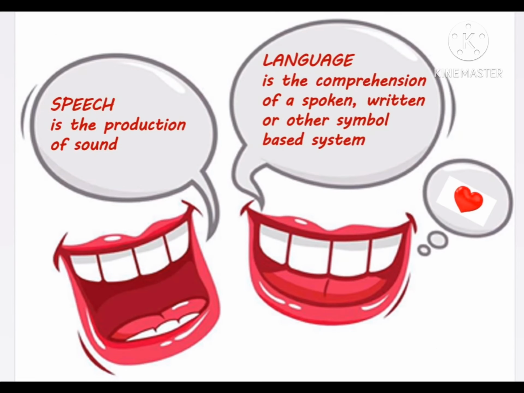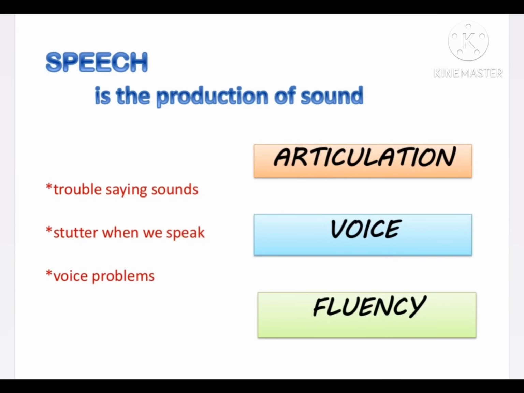Speech and language are different. The difference between speech and language is one of the most fundamental topics in the field of special education. Speech is the production of sound, and language is the comprehension of a spoken, written, or other symbol-based system. Speech impairment includes trouble saying sounds, stuttering when you speak, and voice problems. Speech is broken up into three categories: articulation, voice, and fluency.